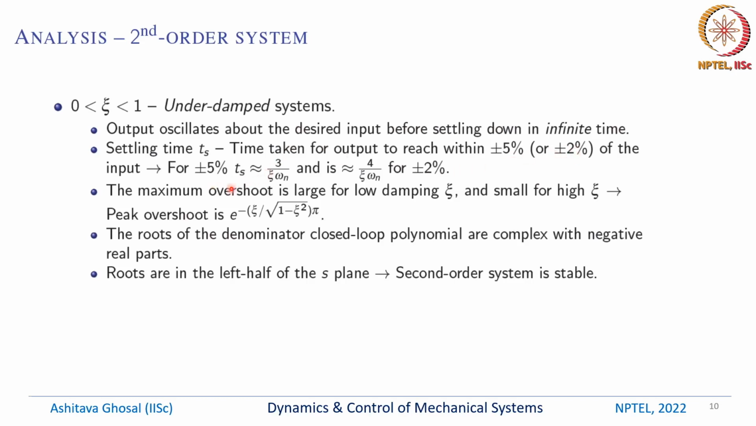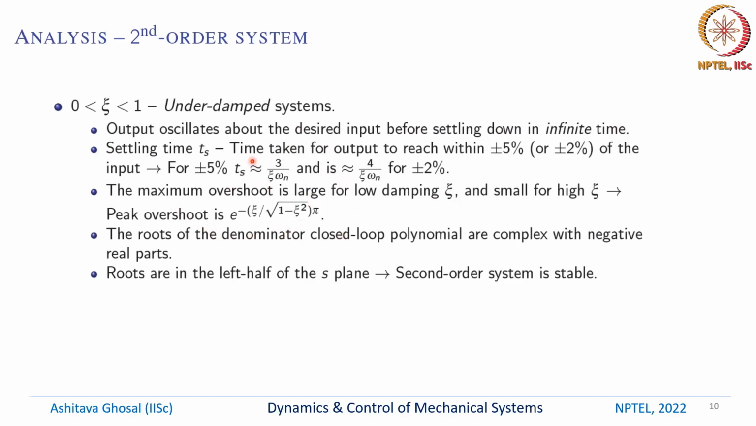For plus minus 5%, the settling time is approximately 3 divided by psi omega n, and approximately 4 divided by psi omega n for 2%. So if you want a narrower band, you have to wait longer. This is the time you have to wait such that the output reaches within a band of either plus minus 5% or 2%. The maximum overshoot is large for low damping.